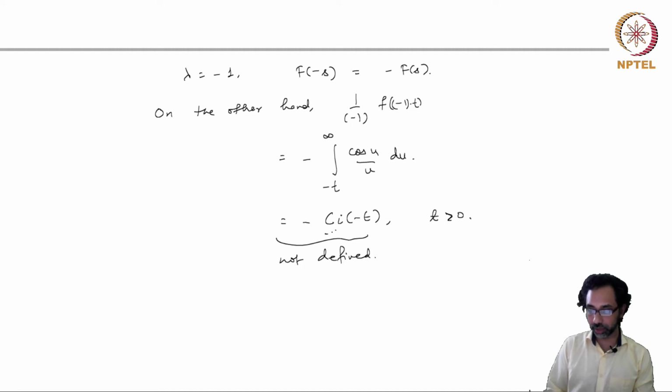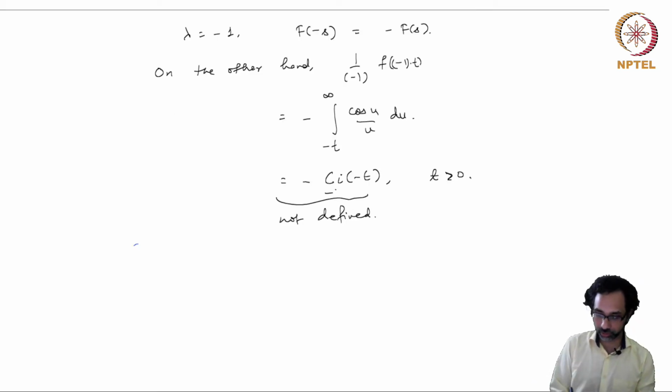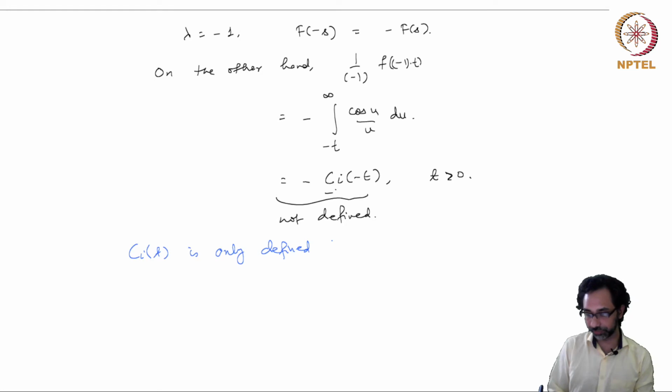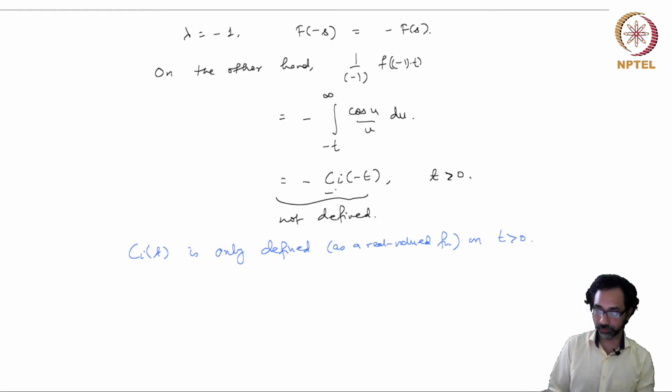So the cosine integral function, Ci(t), is only defined as a real valued function on t positive. So even at t equal to 0, the limit does not exist. Ci(t) does not exist.